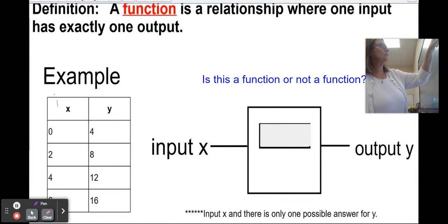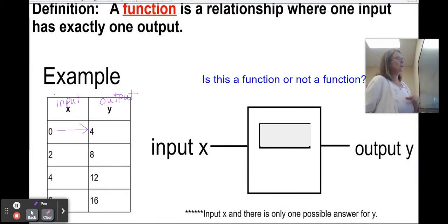So here's your input. X is your input and Y is your output. When you input 0, you only get one output. When you input 2, you only get one output. When you input 4, you only get one output. So that does meet the definition of a function.